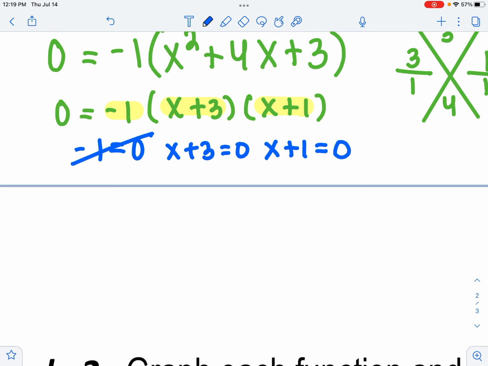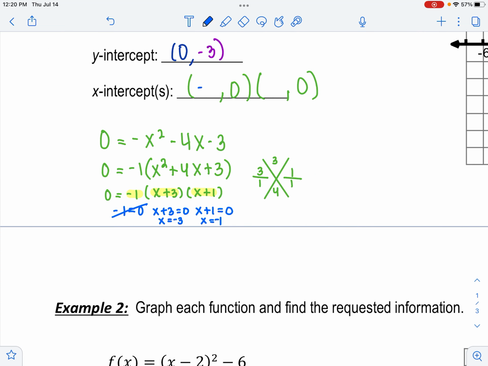So you could have skipped that too. If there was an x here, however, then you could solve it. So just be careful with that. I get x equals -3 and x equals -1. All right, so my 2 x-intercepts are (-3, 0) and (-1, 0).